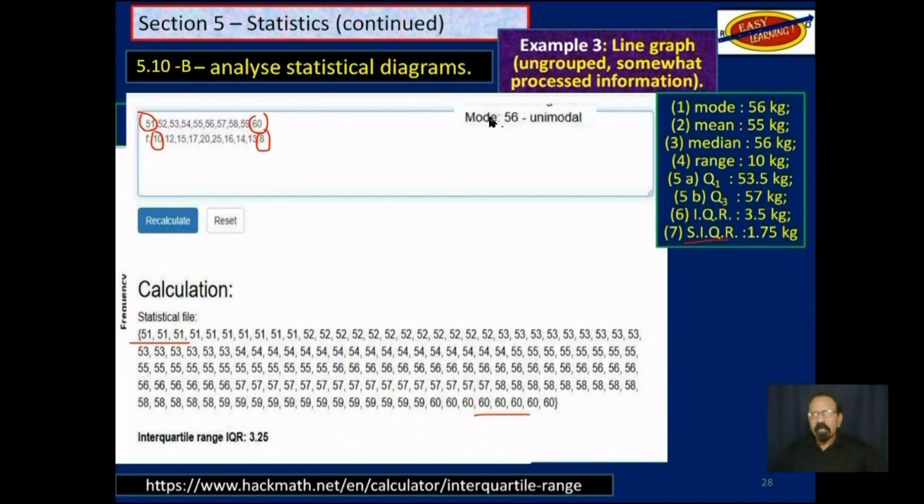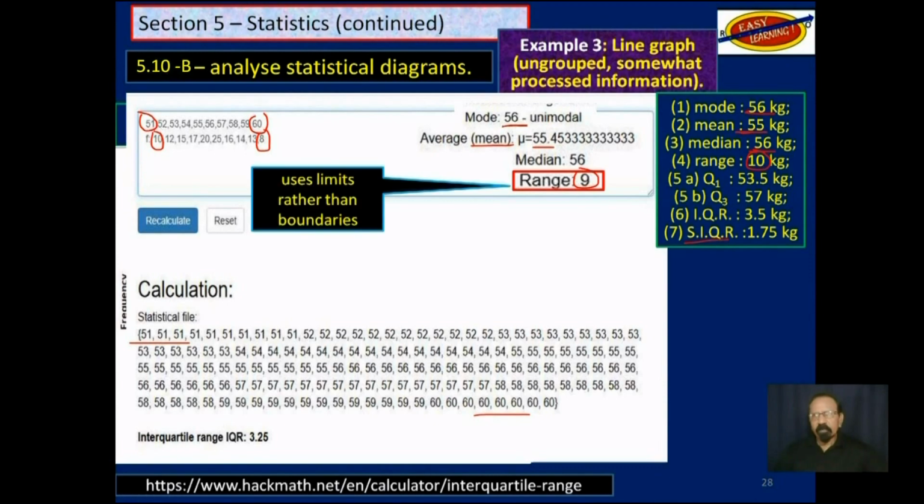Online calculator says that the mode is 56, and we got the mode as 56 from our graph. Online calculator says that the mean is 55.45. We rounded that to 55. The median from online calculator says 56. We got 56. The range that online calculator said is 9. We got 10, and we know why that happens. Because the online calculator uses limits rather than boundaries. But CSEC tells us to use boundaries.